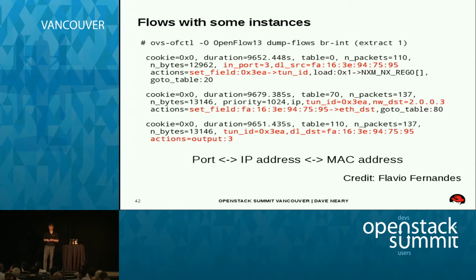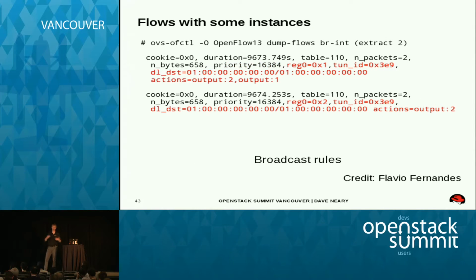Table 70, which is L2 routing, or L3, it's part of L3, is if your destination is the IP address, then set the destination MAC address to 7595. So it's doing essentially a reverse ARP lookup. And the last rule here, table 110, is the actual L2 routing. If your tunnel ID is 0x3EA and your destination MAC address is 7595, then you send it out to port 3, which we saw earlier. So that's how traffic is routed to and from the instance.